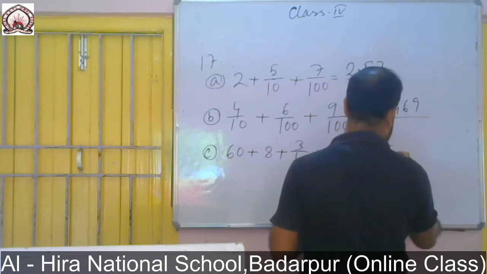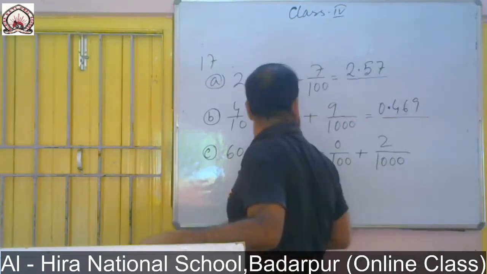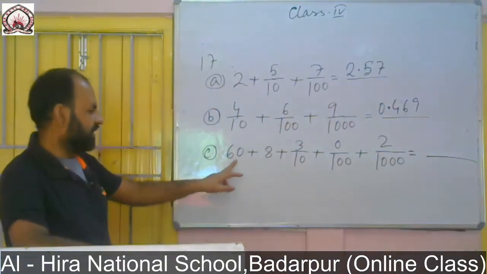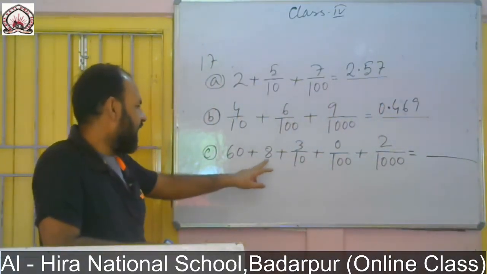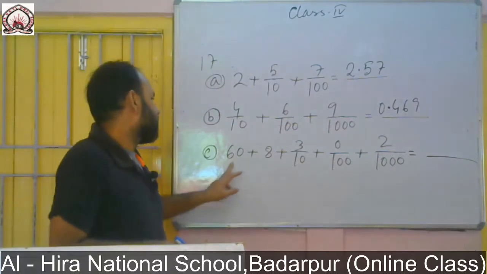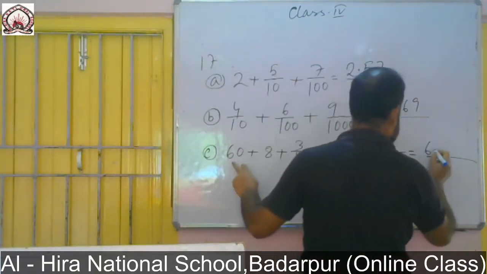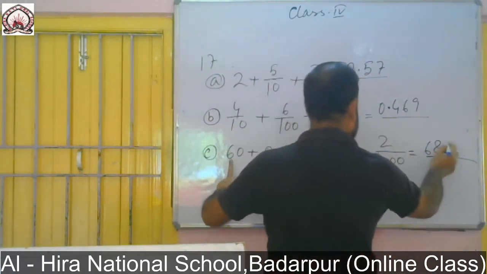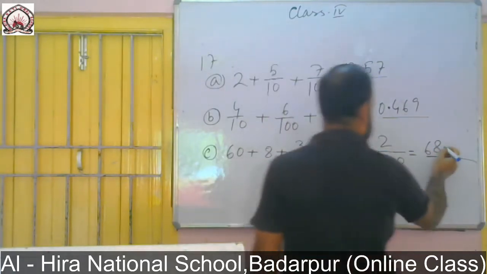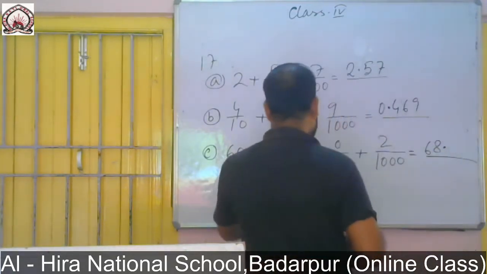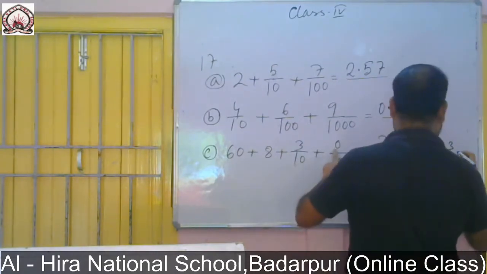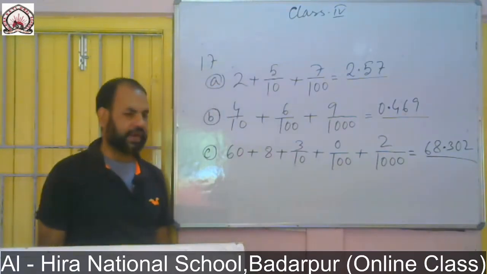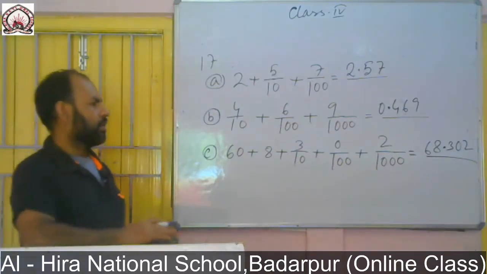Next, question number C. 60 plus 8 plus 3 by 10 plus 0 by 100 plus 2 by 1000 equals dash. So here see the integral part is 60 plus 8, 68. 6 is in the tens place and 8 is in the ones place, so it is 68, plus 3 in the tenth place, 0 hundredth, and 2 thousandths. So the short form is 68.302.